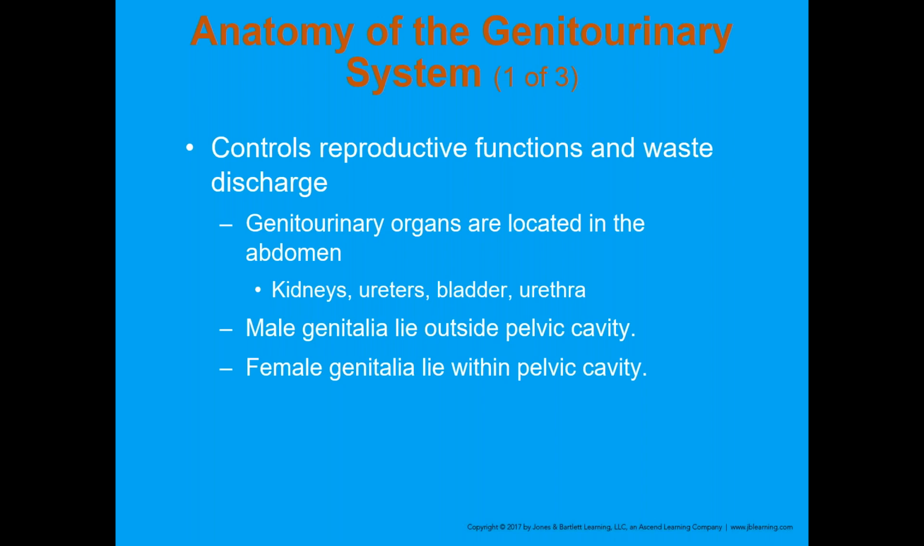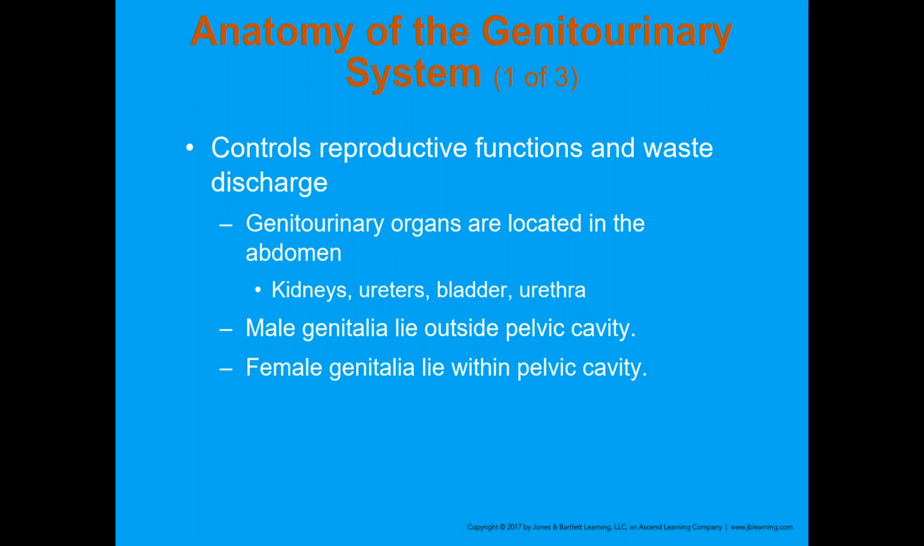Now we are going to talk about the genitourinary system. The genitourinary system is responsible for the reproductive functions and getting rid of waste products. They are located in the inferior-most portion of our abdominal cavity, down towards the pelvic portion. We have the kidneys, the ureters, the bladder, and the urethra.